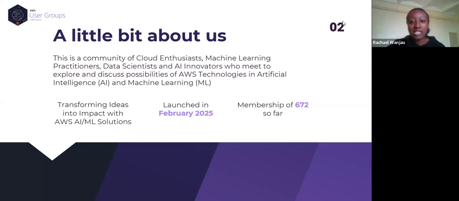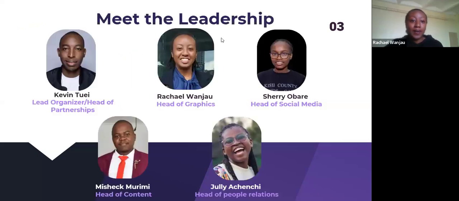I'm excited for this. So far we have a membership of 672 people, which is a huge number for a group that has only just completed one year. Of course, we have a higher goal to reach more people, but we appreciate the 672, and we can keep inviting more people to join us and get helped using our AI ML solutions.